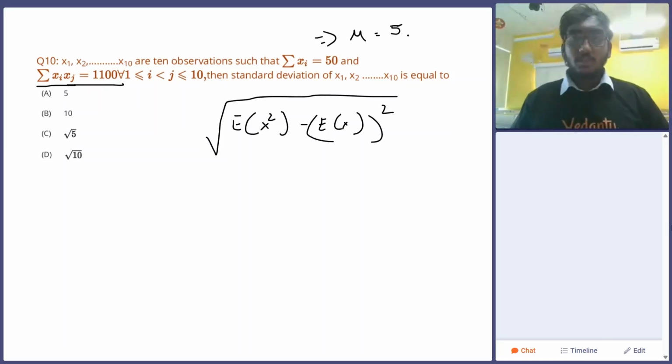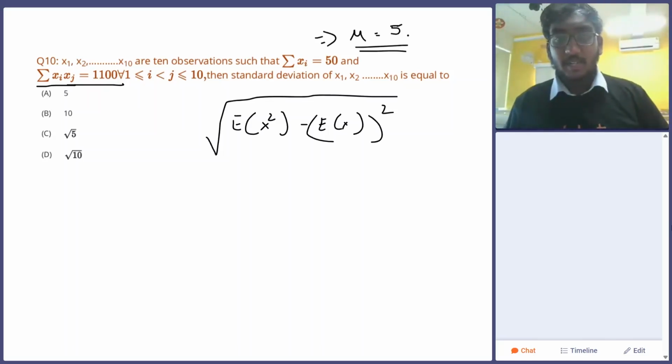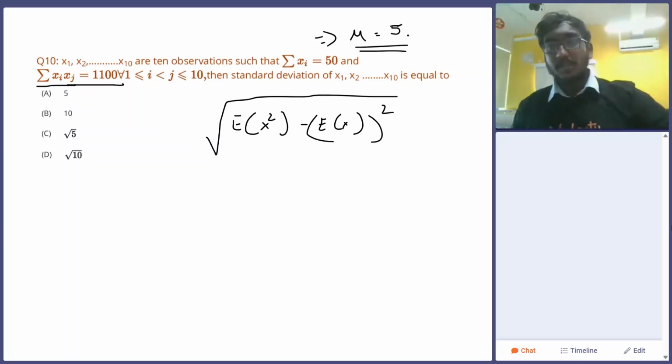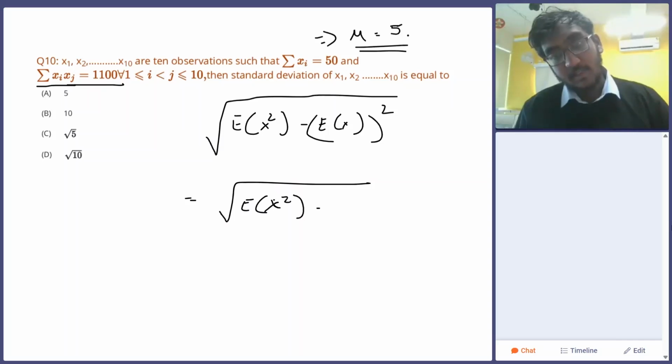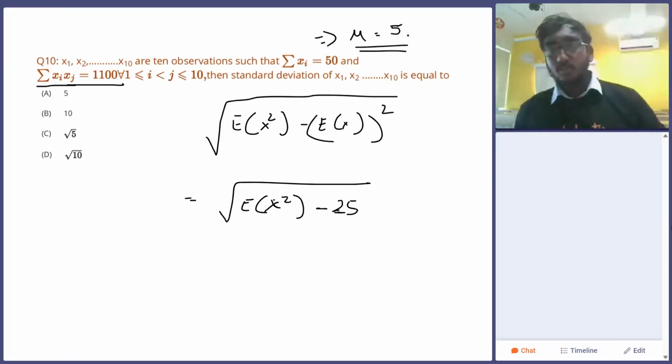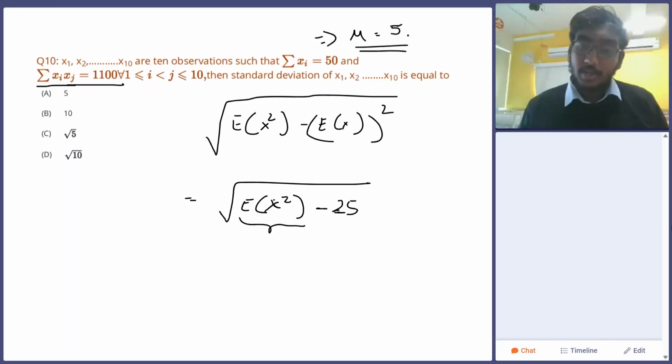Expectation of x is nothing but your mean, which is sigma x upon n, that will be 5. So it is basically expectation of x square minus 5 square, that is 25. This is the answer. So all you have to do now is find the expectation of x square. That is our task.